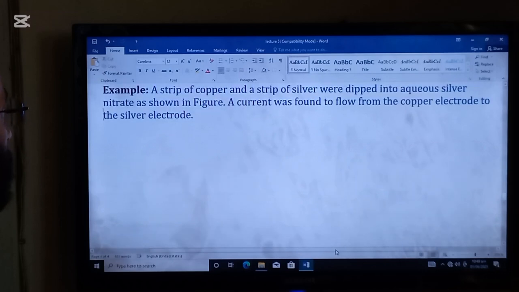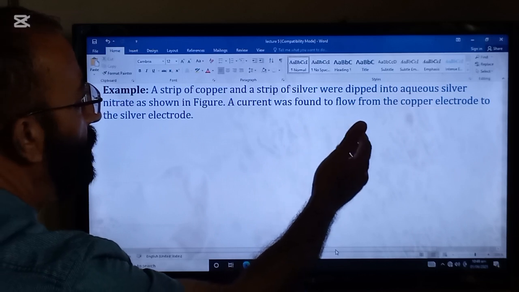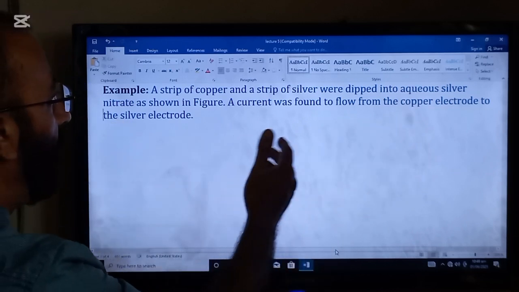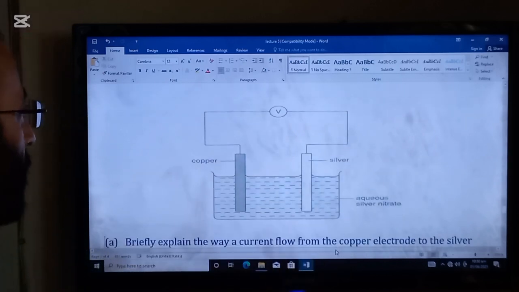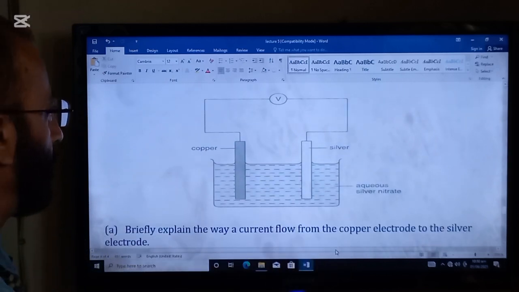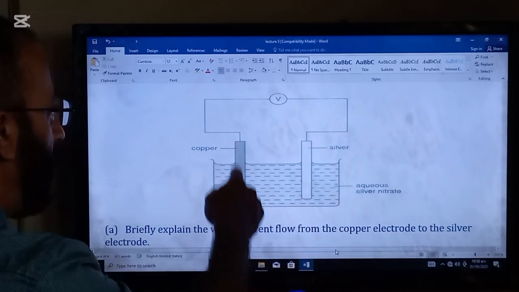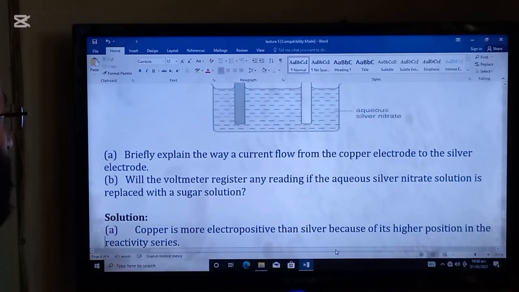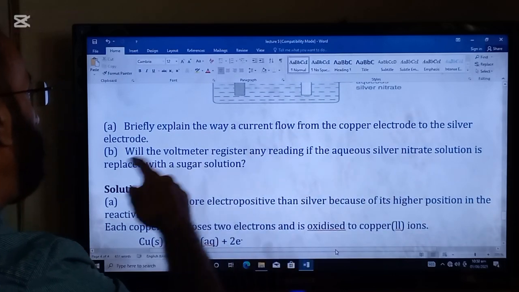Another question is here. A strip of copper and a strip of silver were dipped into aqueous silver nitrate. As shown in the figure, a current was found to flow from the copper electrode to the silver electrode. Here is the setup. Aqueous silver nitrate is the electrolyte. Silver and copper electrodes are there. Briefly explain the way current flows from the copper electrode to the silver electrode.